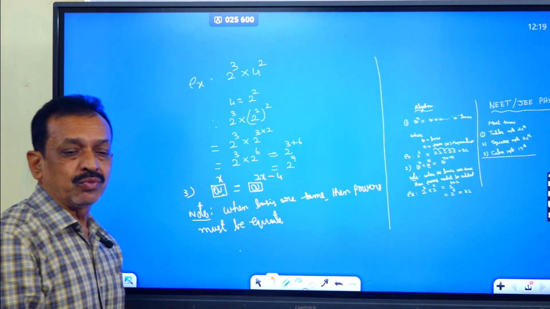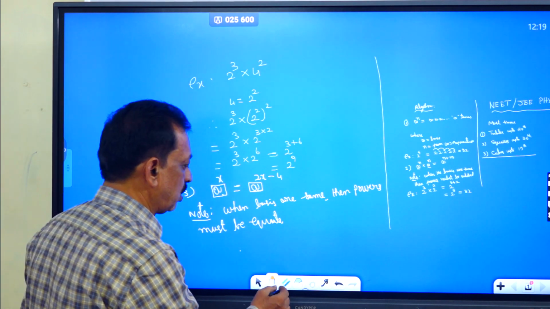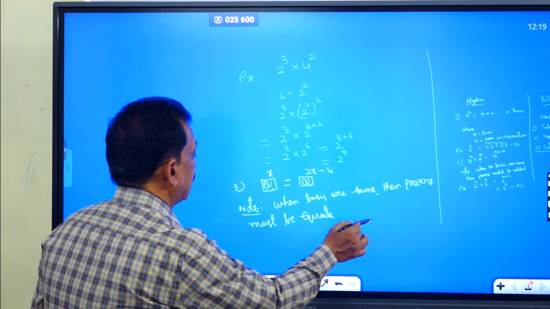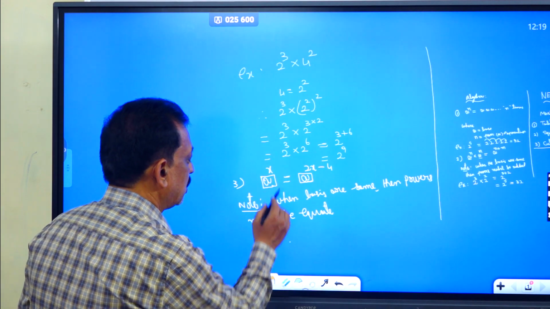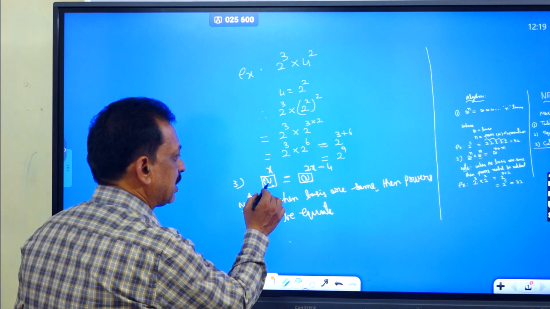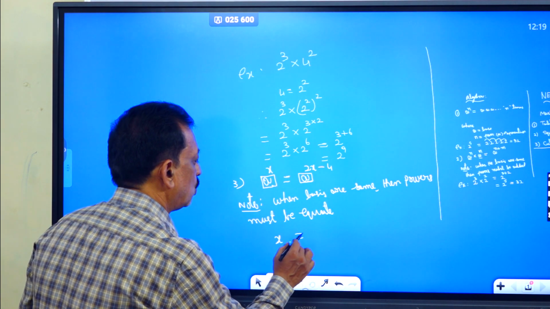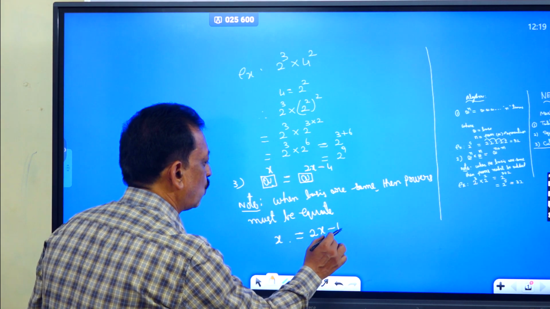If the bases are not the same, you can't do anything. You just have to follow the method to solve it, that's all. Now here, a to the power of x is equal to a to the power of 2x minus 4. The base is a, so I can equate the powers. So x is equal to 2x minus 4.